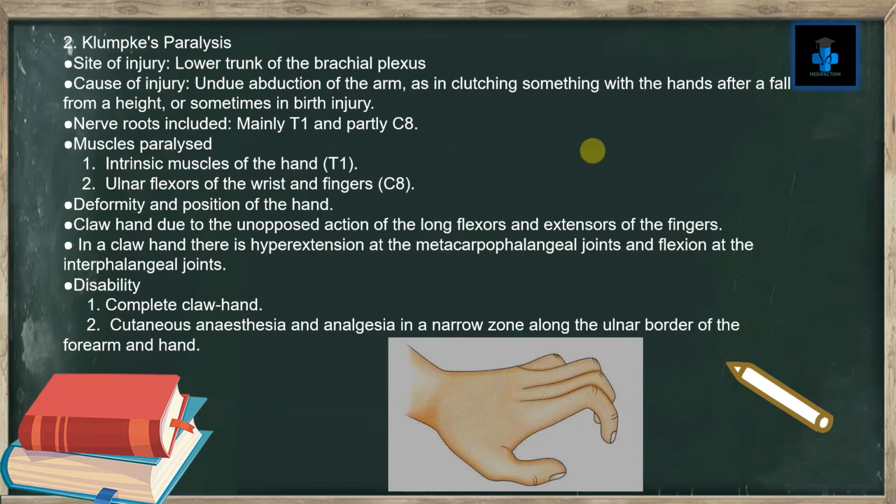Deformity and position of the hand: claw hand due to the unopposed action of the long flexors and extensors of the fingers. In a claw hand, there is hyperextension at the metacarpophalangeal joints and flexion at the interphalangeal joints. Disability here are complete claw hand, as you can see here, and cutaneous anesthesia and analgesia in a narrow zone along the ulnar border of the forearm and hand.